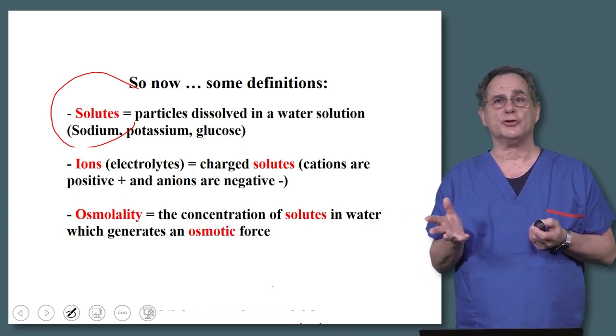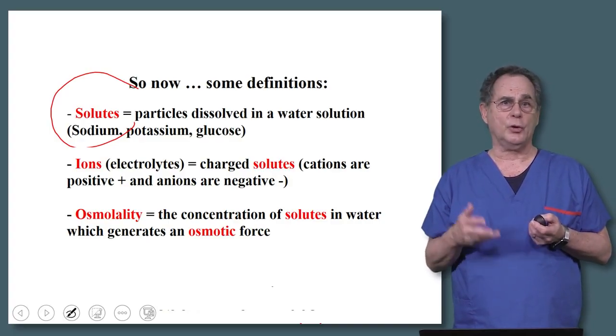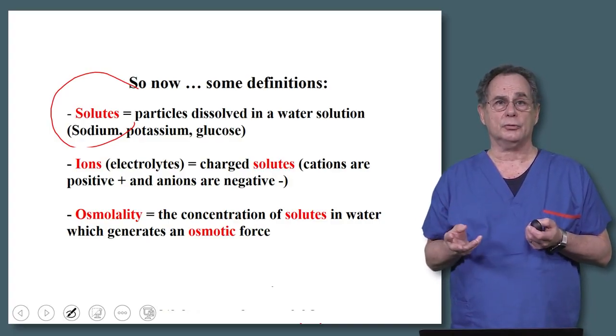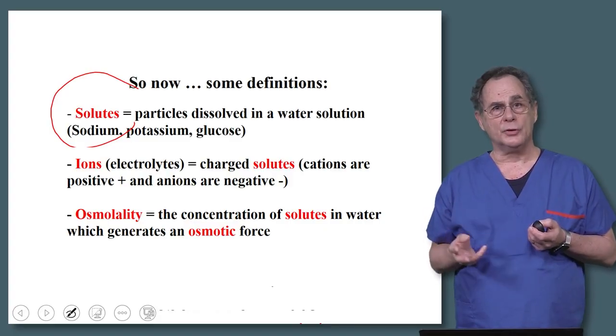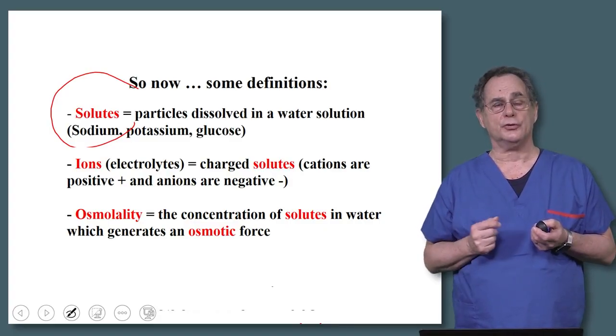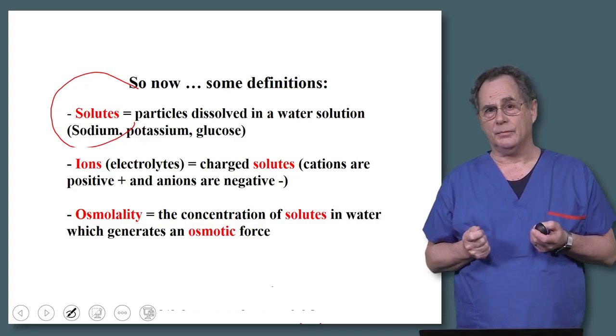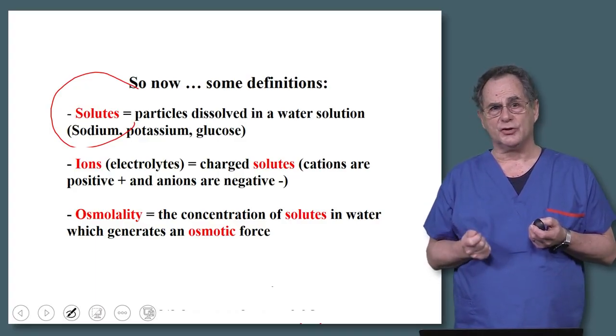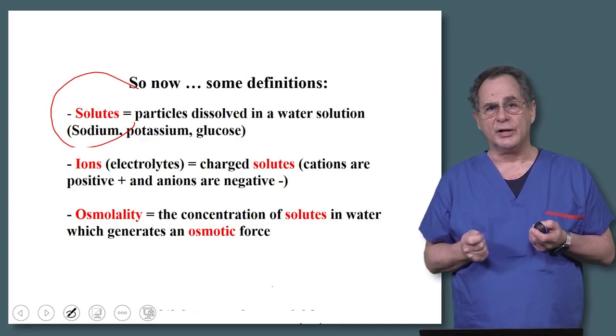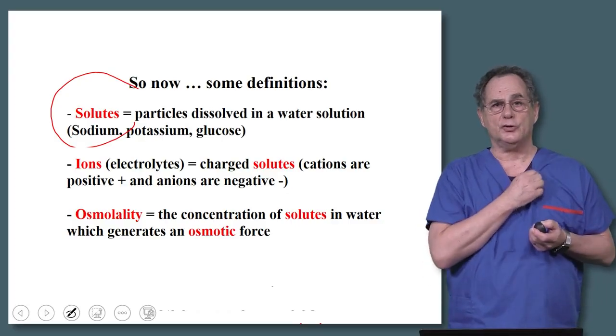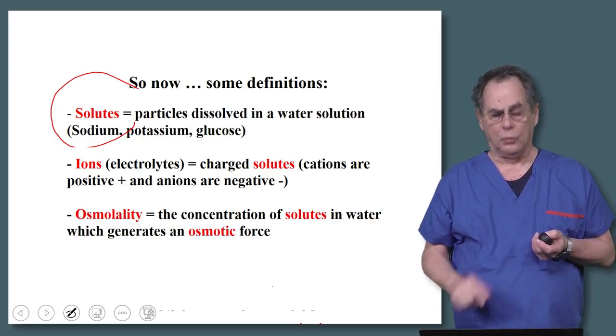Ions, of course, are charged solutes, and the cations are positive, anions are negative. So sodium and potassium are the dominant cations or positively charged solutes. Osmolality is the concentration of solutes in water that generates an osmotic force. So, what is an osmotic force?